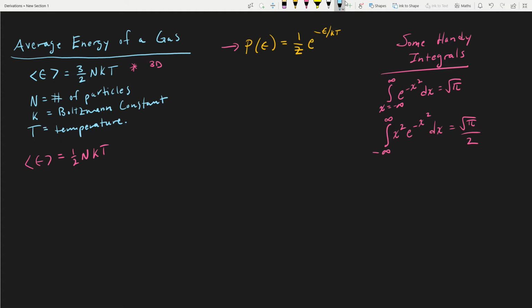The first thing that we should notice about a probability distribution as a function of some variable is that you can get the average of said variable by integrating or summing. I'll write this in the discrete notation. Summing over all states or all probability states of this function and multiplying it by that function itself.